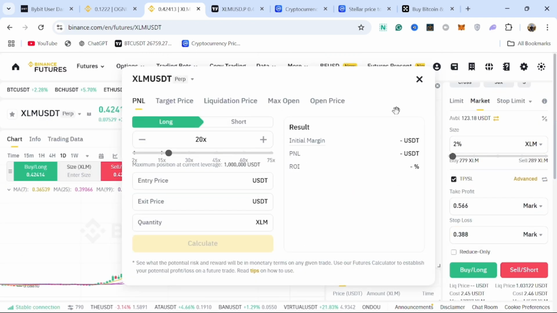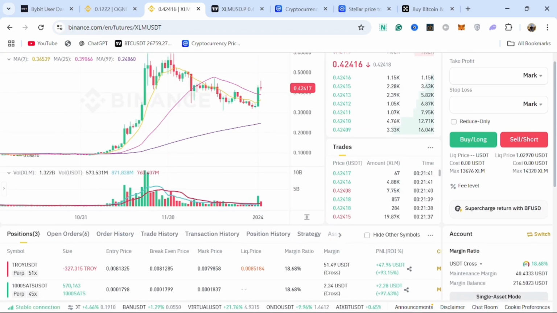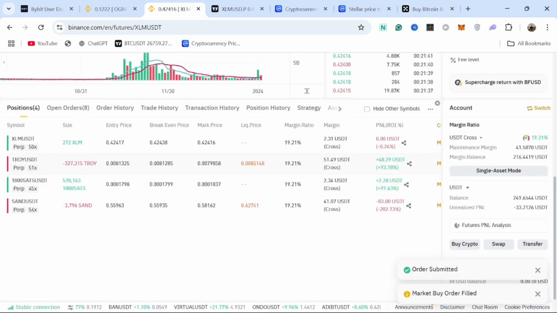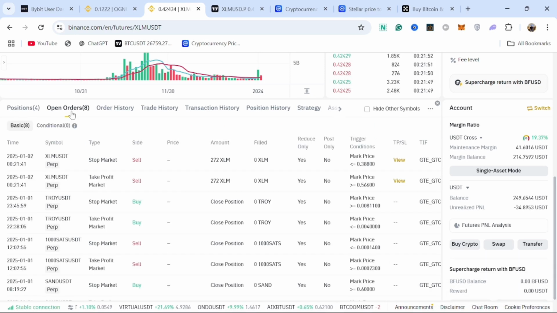If I click here, I can use the P&L calculator to know how much I'm going to make if this trade goes well. I'm telling you guys that the next tutorial is going to teach you how to do these things. Now if I enter buy long, the trade will appear at the positions here. You can see the position shows your active trade, and we have the open orders which show your take profit and your stop loss.